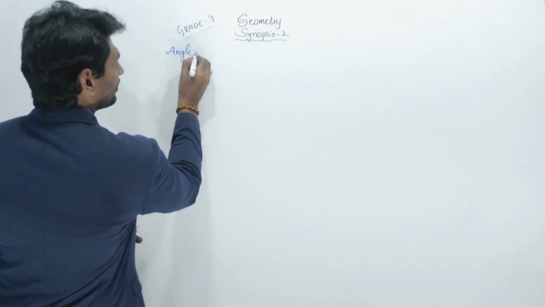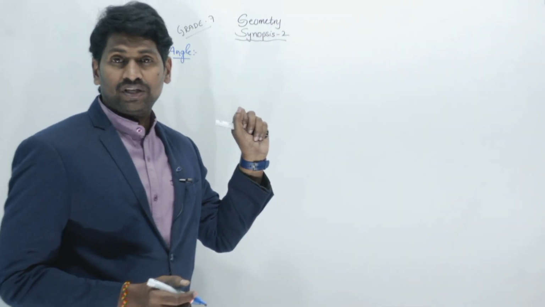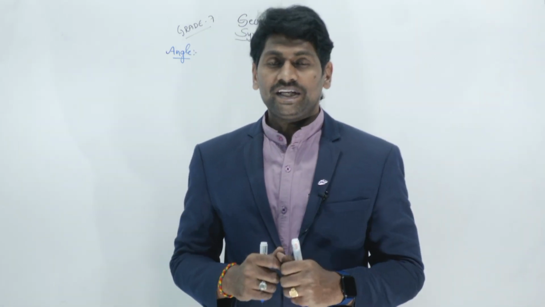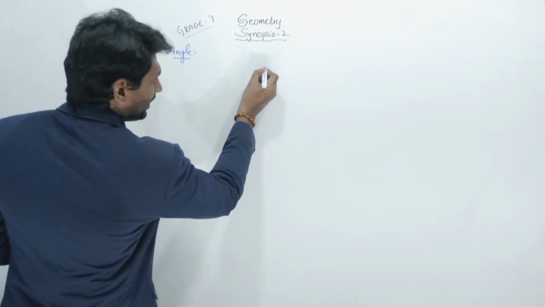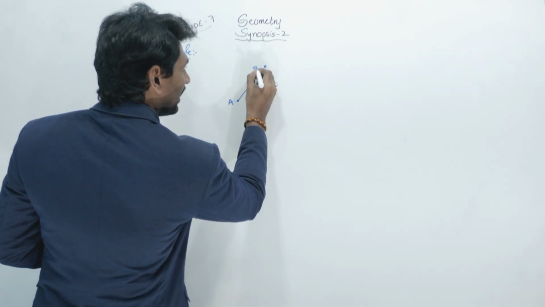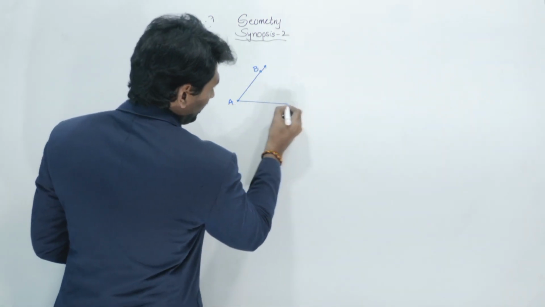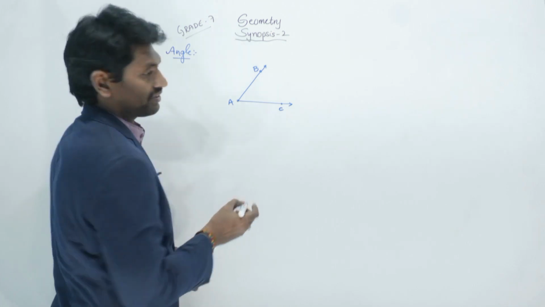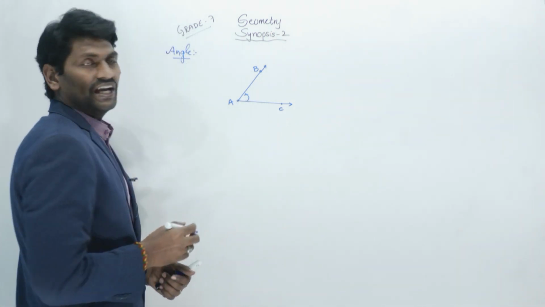What is an angle? Earlier we discussed line segment, ray, point, collinear points, non-collinear points, all of that. Now, an angle is nothing but two rays or line segments at a common endpoint. Two rays or line segments at a common endpoint form an angle. For example, here is a ray AB and a ray AC. Both have a common point A. Here there is a formation of an angle.